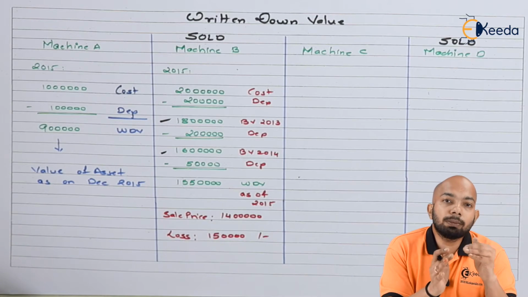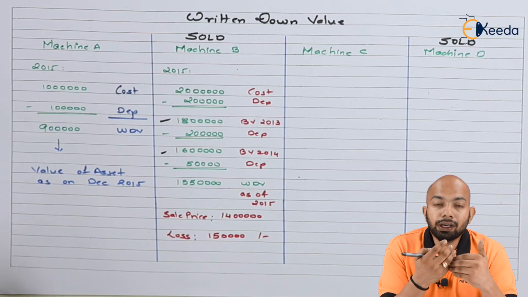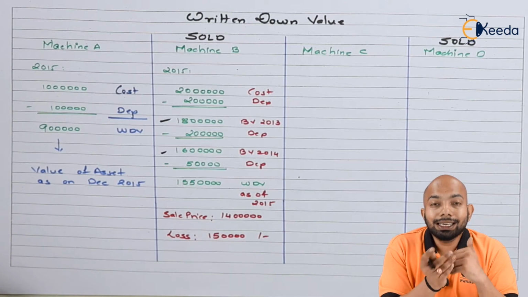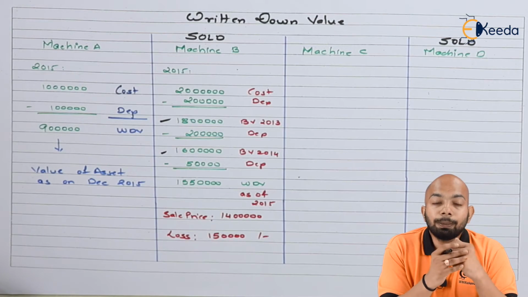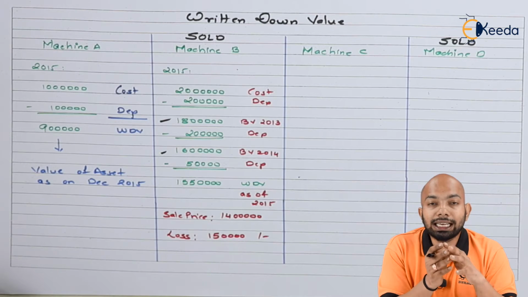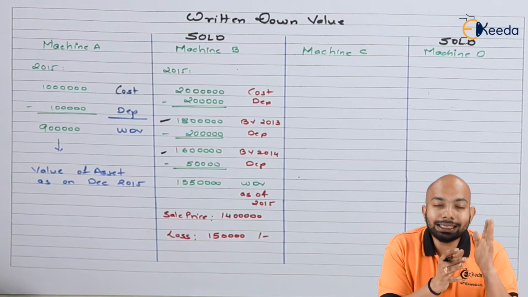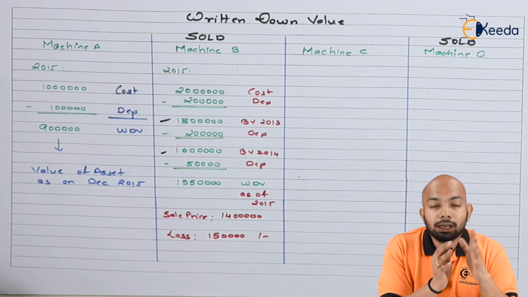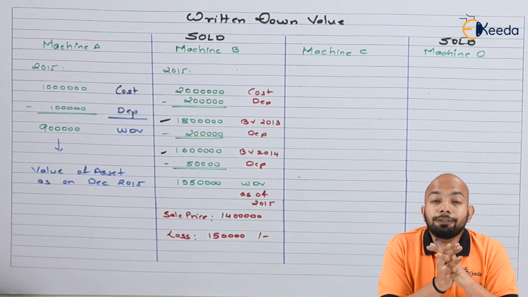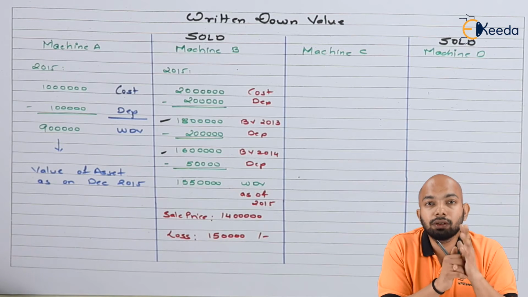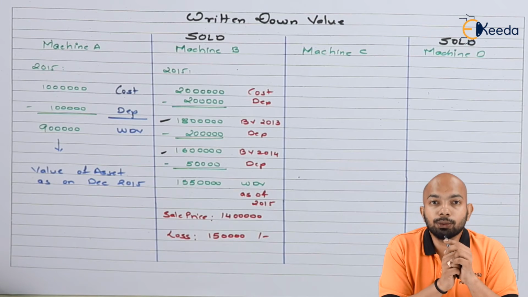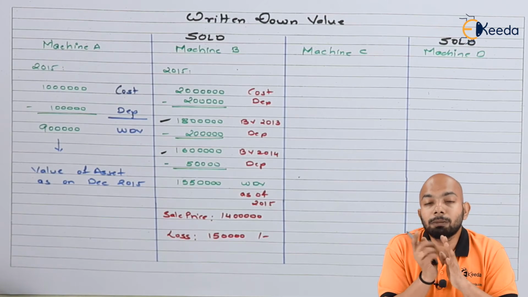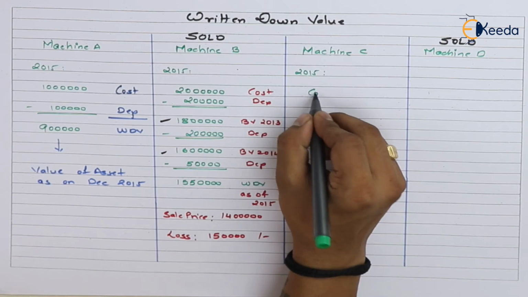Now if the sale was above this price, there would have been profit. If the sale is below this price, that means there is a loss. Now the sale price of this specific asset was 14 lakh, which clearly states that it is less than the book value of that asset. Now the loss here is 1,50,000. So in this transaction, we have suffered a loss of 1,50,000. Now let's do the calculation for machine C.